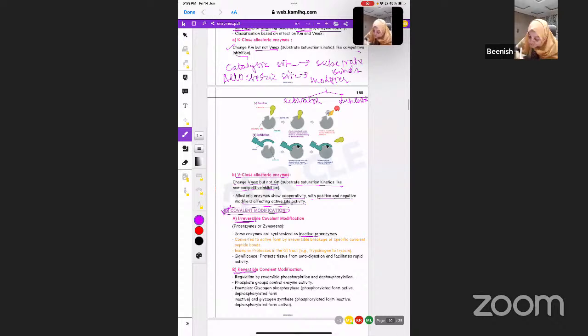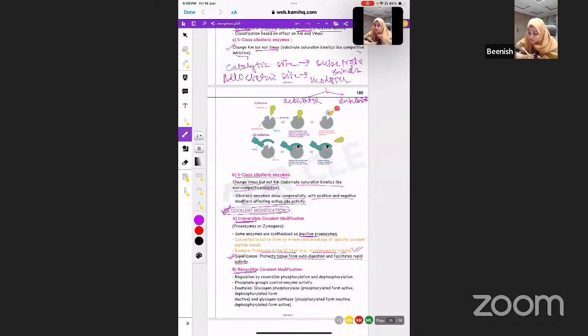Then they are converted into the active form by irreversible breakage of specific covalent bonds. Initially the enzymes are synthesized in the inactive form, and because of breakage of certain covalent bonds, they are converted into active forms. For example, your proteases in the GI tract, like trypsinogen being converted into trypsin, chymotrypsin and so on, are examples of zymogen activation. The significance of this is that they protect tissue from autodigestion and facilitate rapid activity. So that is an example of irreversible covalent modification.